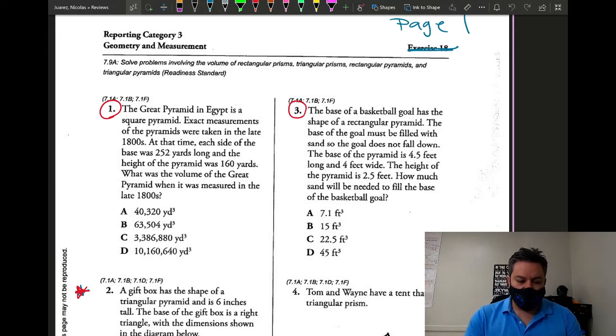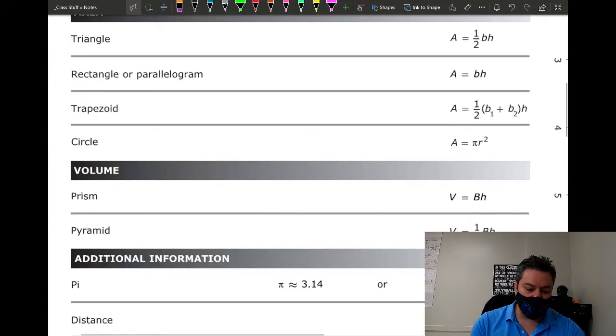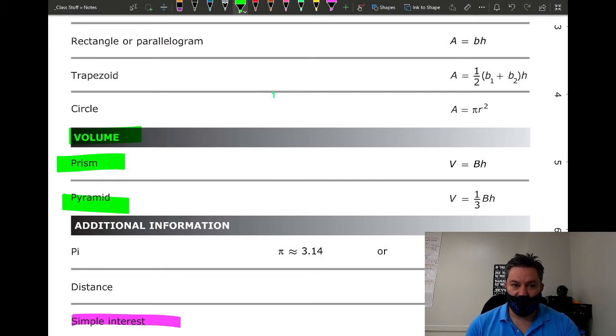Okay, so before we start, I want to go back to the basics of this assignment, and what I want to show you is the 7th grade mathematics reference materials. This is the chart that you're going to be using whenever you take any test in 7th grade math. Since we're going to be talking about volume, we're going to be focusing right here. We have volume of pyramids and prisms, okay? And we have two different formulas. V equals BH for prisms, where the uppercase B stands for area of the base.